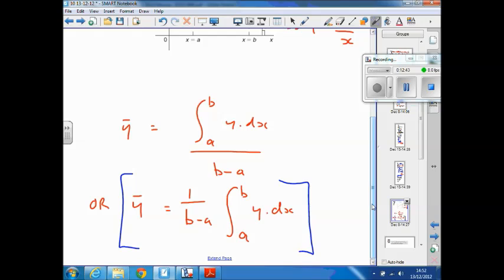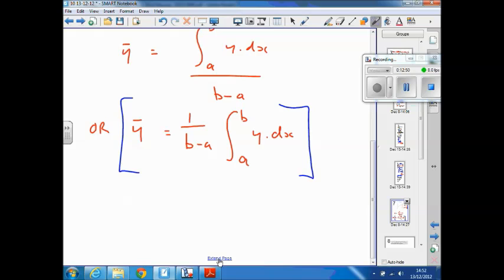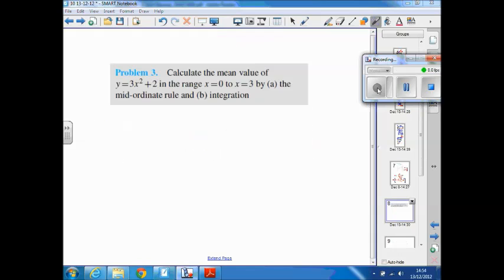Instead of saying divide by b minus a, I can say multiply by 1 over b minus a, and that gives us this familiar form to find the mean value. So effectively it's 1 over the top limit minus the bottom limit, multiplied by the integral between those two limits of y with respect to x. If you want to make a note of that, that's the formula we use to find the mean value. So let's look at a new problem here.